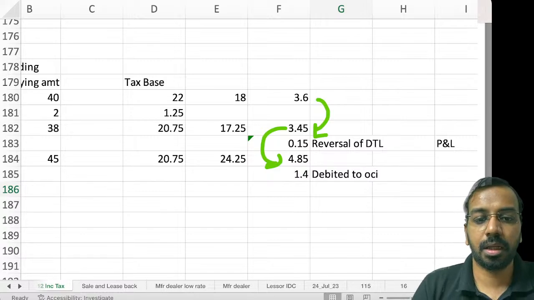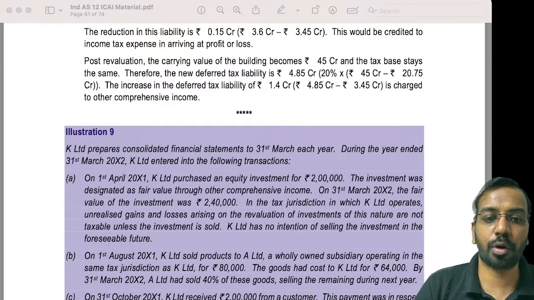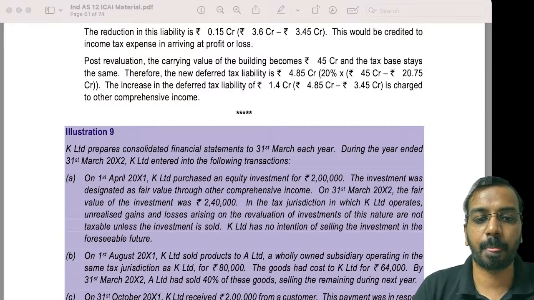Great. Let's look at one more question. We'll have more clarity after that. See, conceptually this chapter is pretty simple. You need to practice more and more. That is what is important.